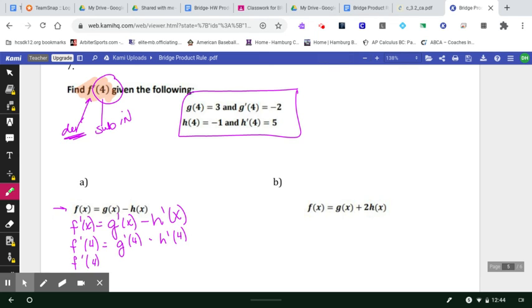So f prime of 4 equals, now g prime of 4, don't get scared because it's up here in the key. G prime of 4 is negative 2 minus h prime of 4, which is 5. Negative 2 minus 5 is negative 7.